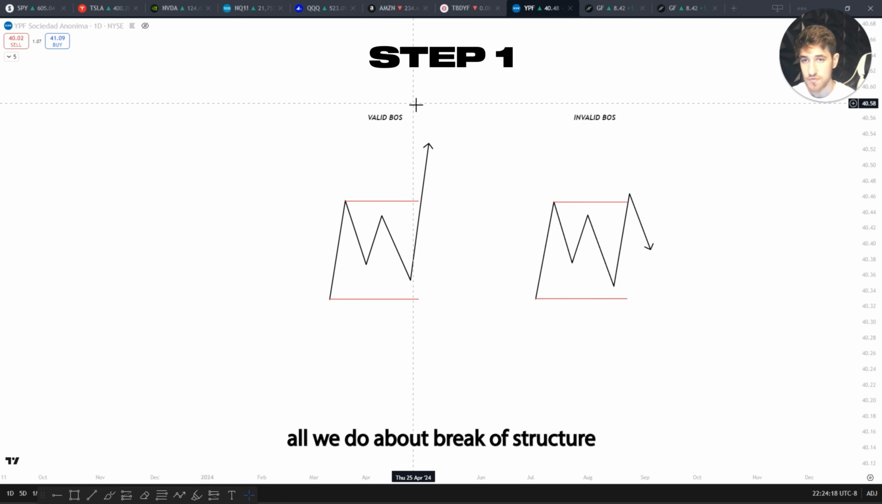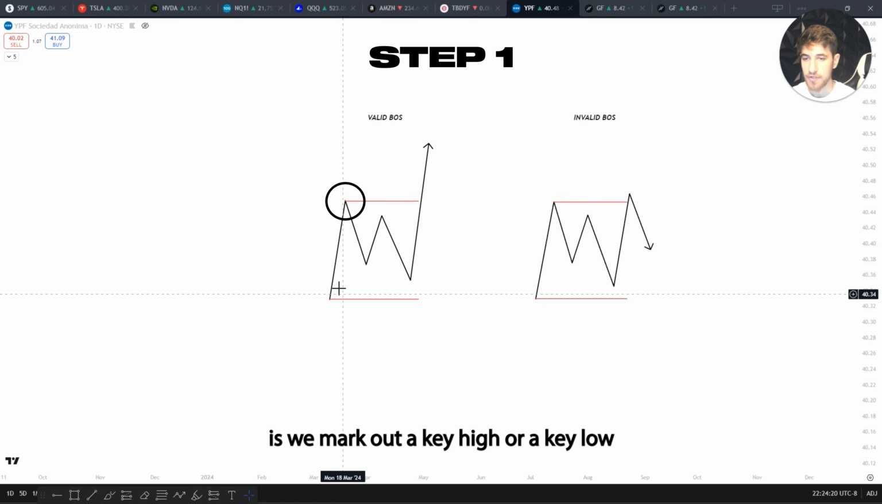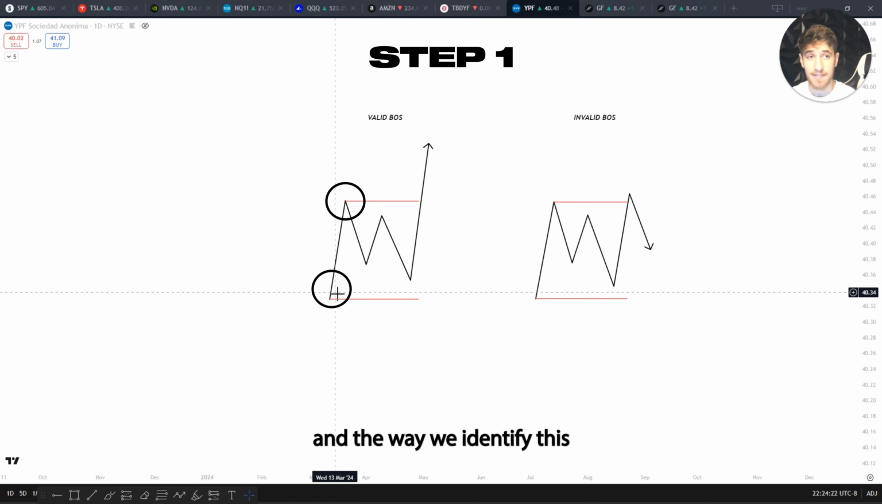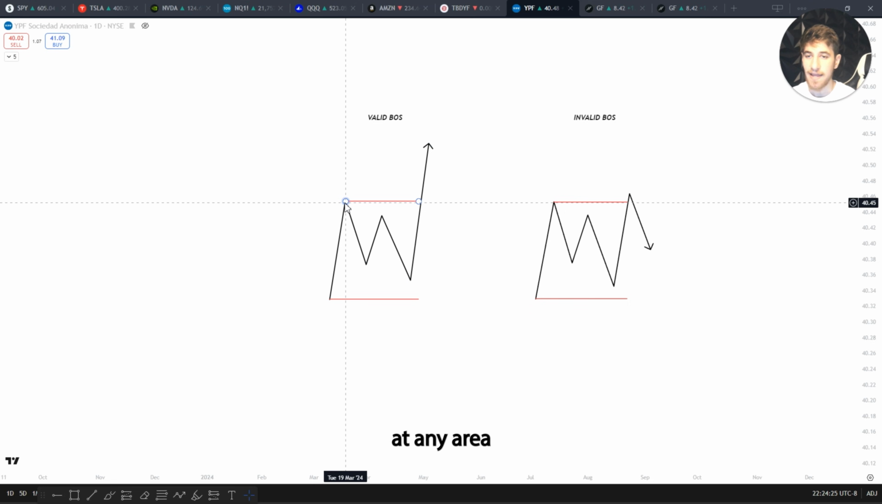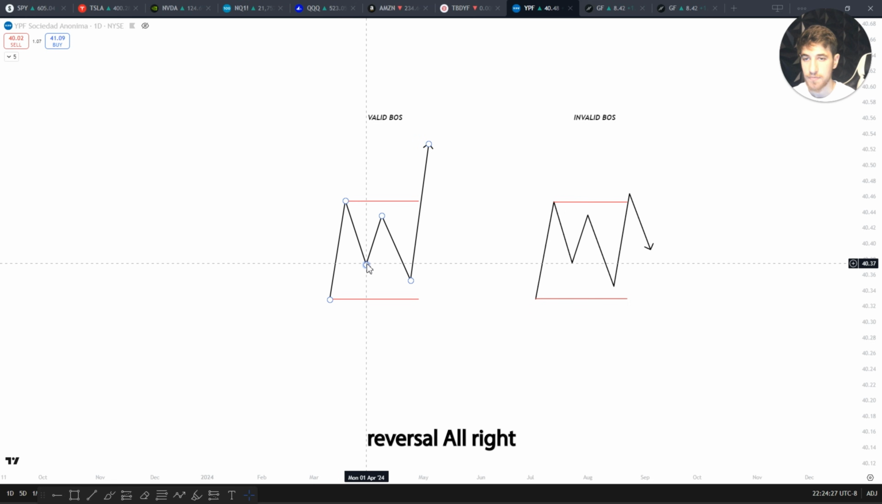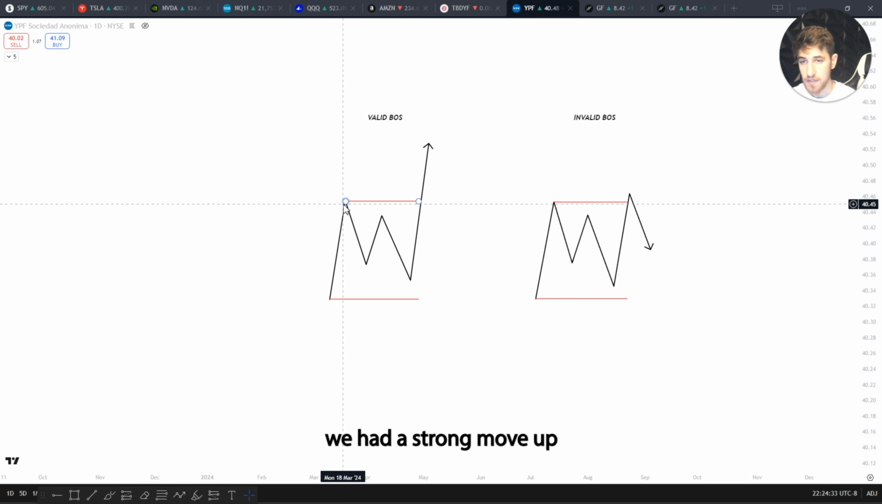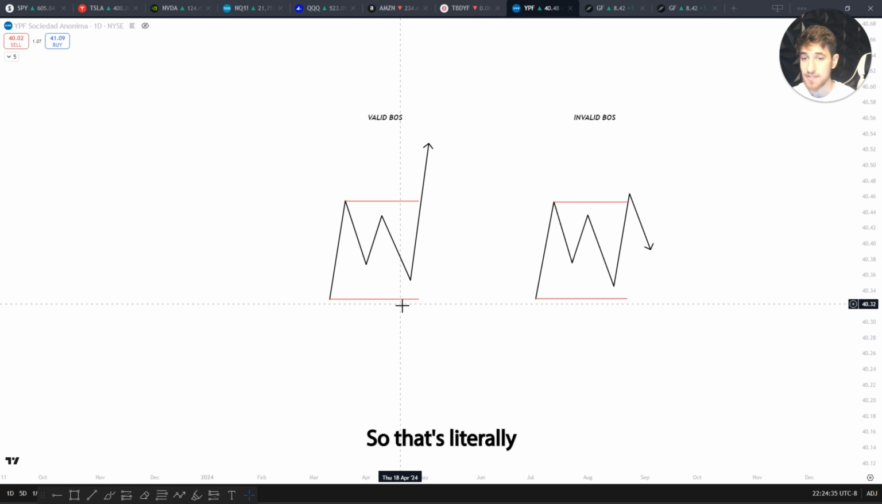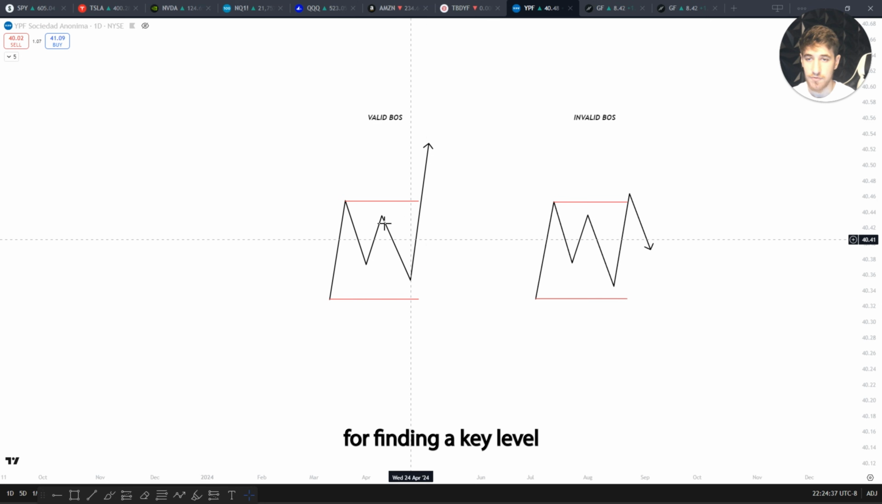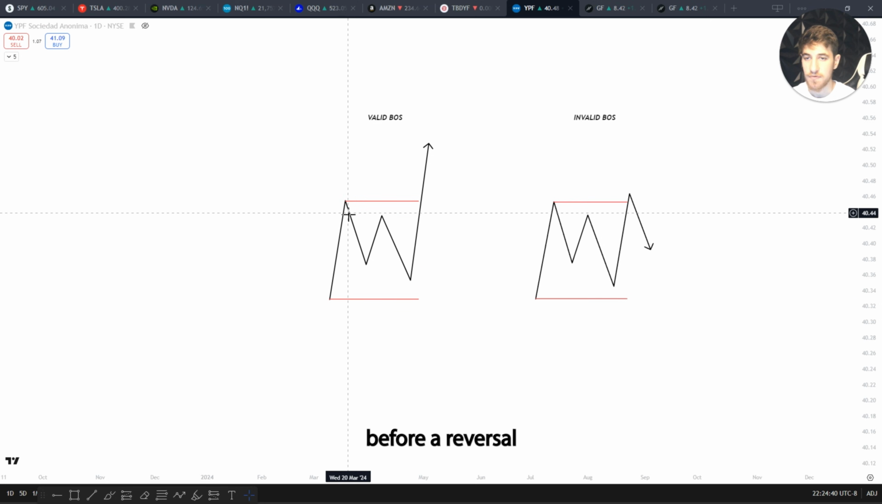All we do with a breakup structure is we mark out a key high or a key low in the market, and the way we identify this is we want to take a look at any area where we had a strong reversal. All right, so in this case we had a strong drop, we want to mark out the high right here. In this case we had a strong move up, we mark out the low. So that's literally all you do for finding a key level. Just take out the last point that we had before a reversal.